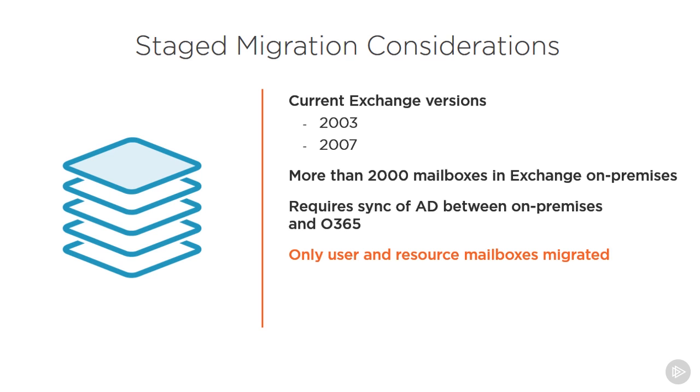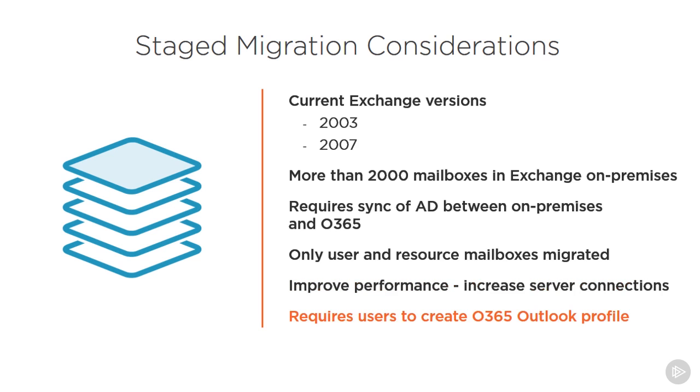So be aware of what's actually being migrated. To improve performance, you're going to want to make sure that you have unlimited connections to your on-premises server. That way it'll expedite the migration. And it's also going to require that the user create an Office 365 Outlook profile. And that will occur the very first time that they log in. So these are the considerations for stage migration.